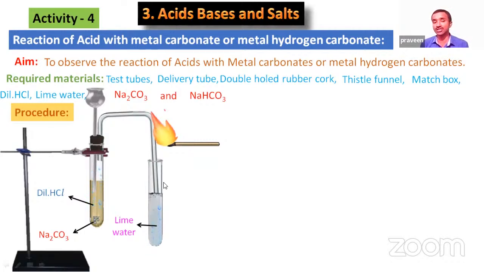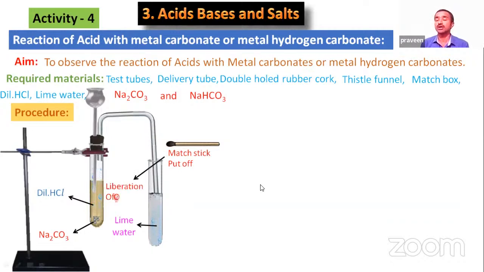Gas is liberating continuously. You bring a lighted matchstick, then observe what happens. The flame is put off. If a burning matchstick is put off, then you have to understand that the liberated gas is carbon dioxide. So the burning matchstick going off gives you the idea that the liberated gas is carbon dioxide.